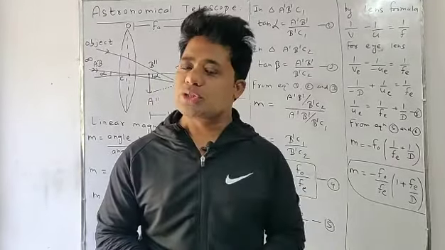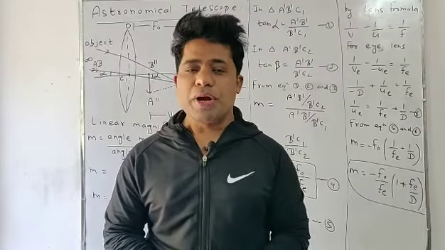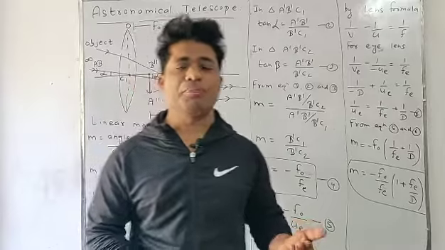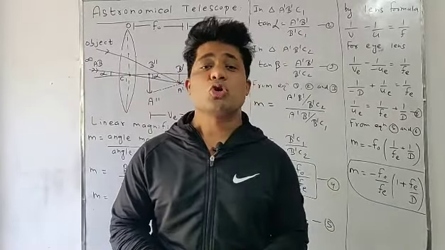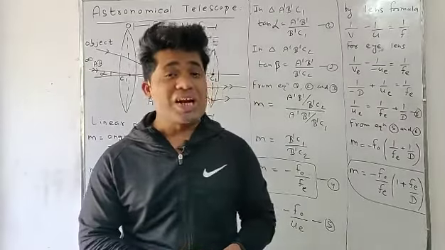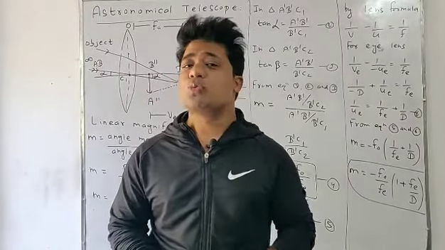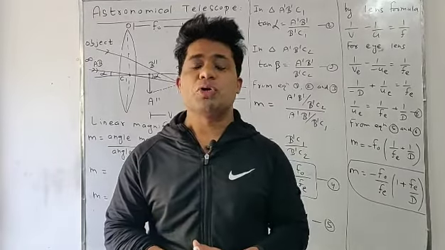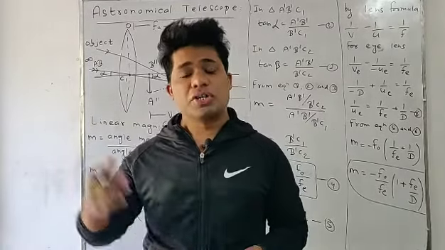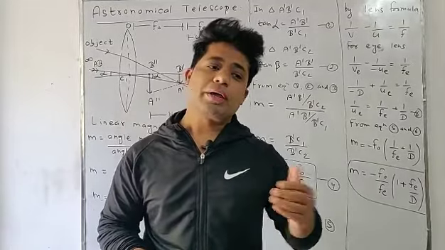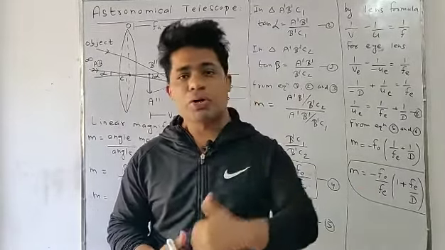What is an astronomical telescope? An optical instrument that is used to see heavenly objects like planets, stars, galaxies is said to be an astronomical telescope. On the other hand, a terrestrial telescope is an optical instrument that is used to see a distant object with respect to Earth, like a distant building, like a ship in the sea, like the movement of soldiers at borders.